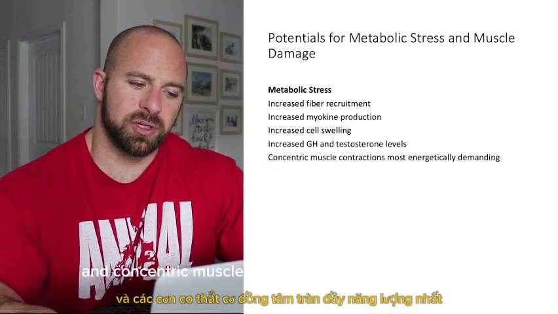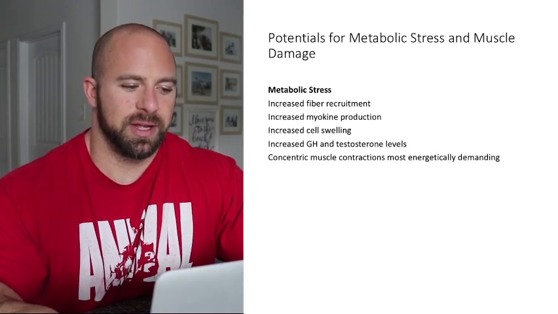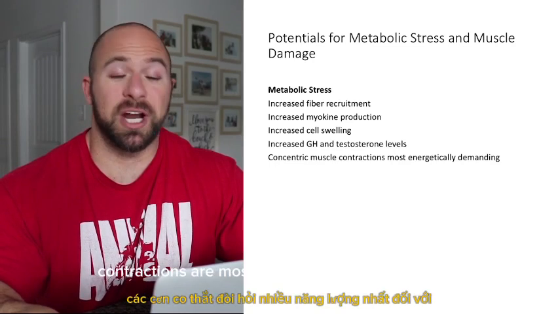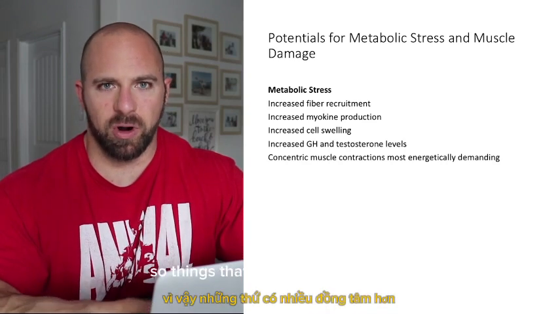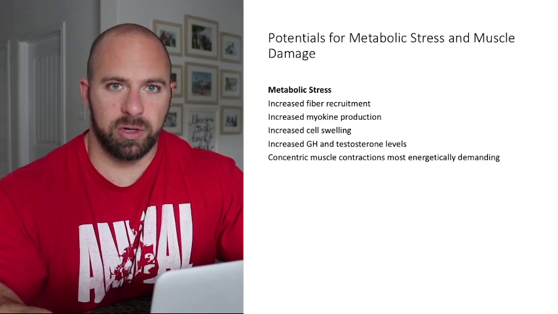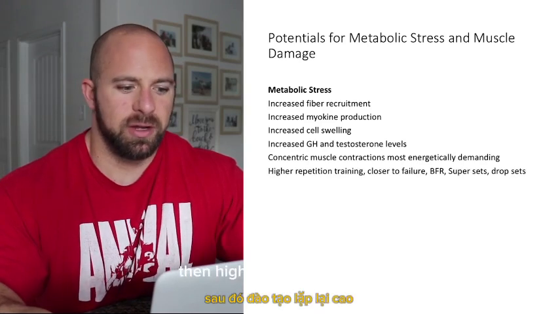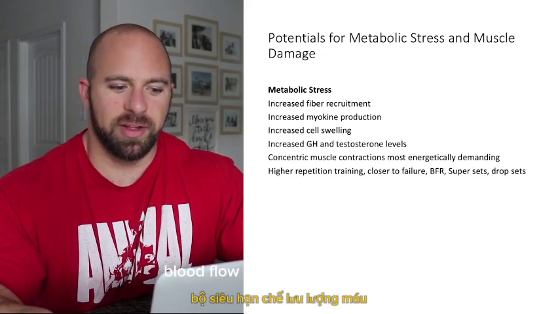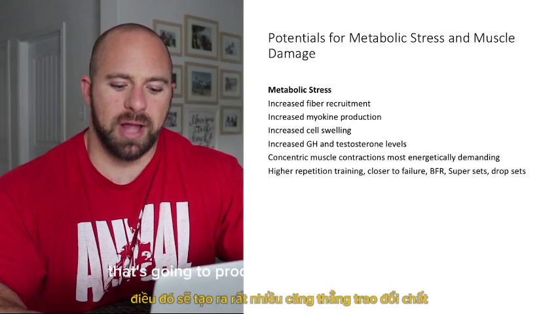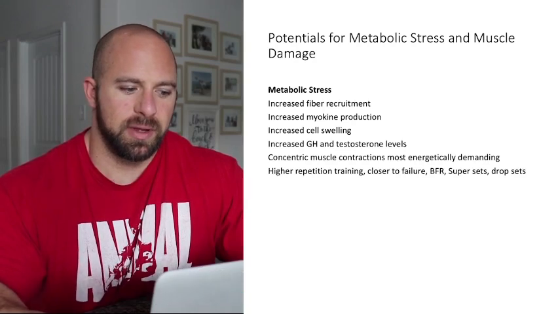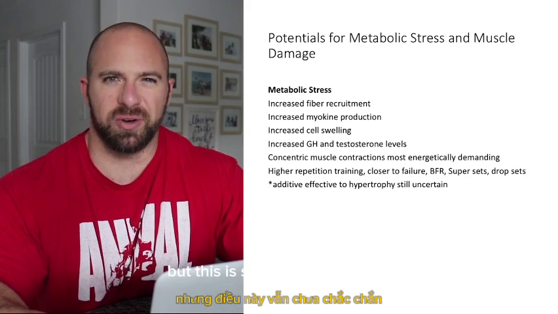And concentric muscle contractions are the most energetically demanding regarding metabolic stress. So things that have more concentric contractions occurring. Then high repetition training, training that's closer to failure, blood flow restriction, supersets, drop sets. Think of all that stuff that's going to produce a lot of metabolic stress. And very well, it can have an additive effect to hypertrophy, but this is still kind of uncertain.